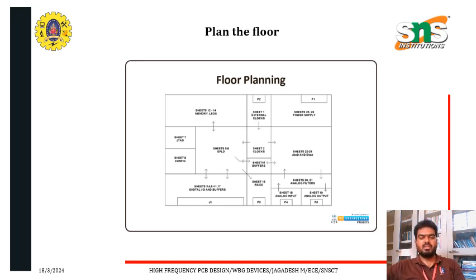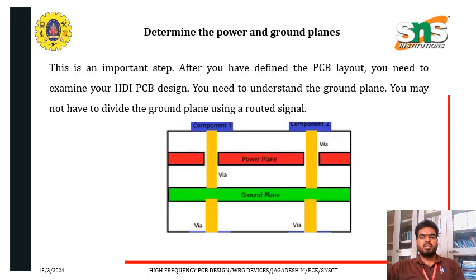Floor planning is like building a home: we plan first, right? We decide where we are going to keep the kitchen, the dining room and the bedroom. Likewise on a PCB also, we have to divide it section-wise and plan where we are going to place things. That is called floor planning. This is the important step.